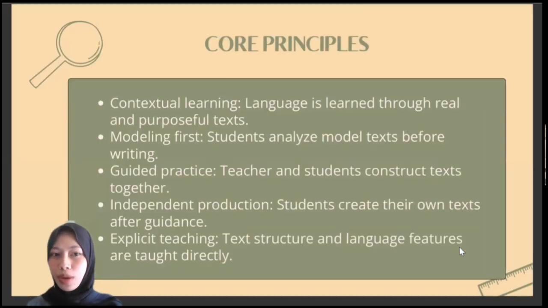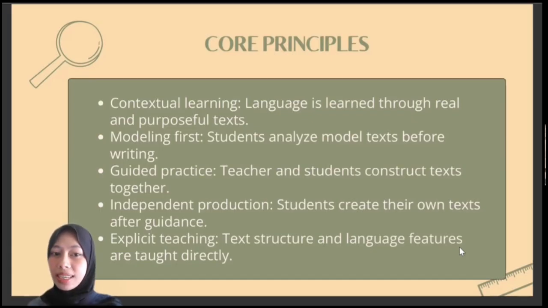The first one is contextual learning. Language is learned through a real and purposeful text, not just from isolated grammar rules. This means students study language that is used in real communication. Second, modeling first. So before students start writing, they read and analyze model text. This helps students understand the structure, purpose, and language features of a certain genre like report, narrative, or recount text.